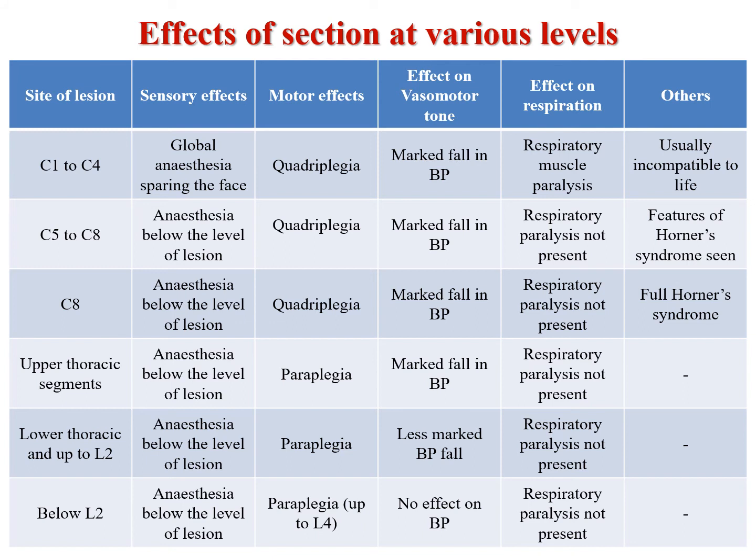If the lesion is between the 5th and 8th segment, the features of Horner's syndrome, not all of them are seen. But if it is just at the level of C8, a full Horner's syndrome is seen. The importance of this you will understand if you go through the anatomy or surgical anatomy of the cervical segments. So this is about the effects of transection of the spinal cord at various levels.